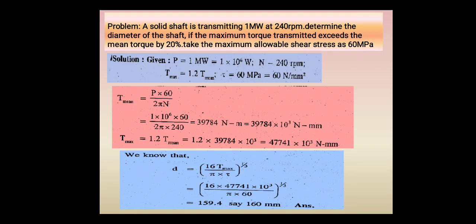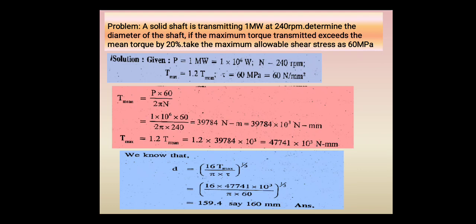After this you have to substitute this value in terms of T max value. T mean value you have to add into the T max formula, then we can easily find the T max value. Once we found the T max value, then we can use the diameter of the shaft formula, and with the help of that formula we can find the diameter. Here T max is equal to 1.2 T mean. Add the T mean value, then finally we got 47,741 into 10 raised to 3 Newton mm.